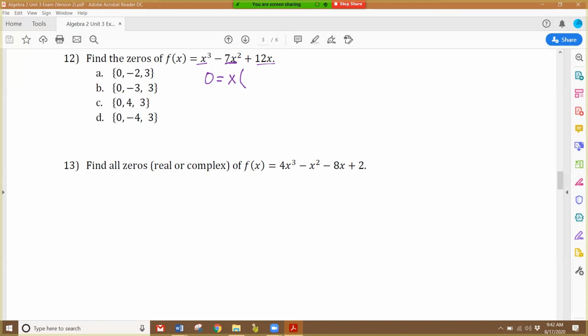So first term, x to the third, if I take out 1x, that leaves me with x squared. Minus 7x squared, if I take out an x, I have minus 7x. 12x, if I take out an x, that just leaves me with 12. So now I have x, and then in parentheses, x squared minus 7x plus 12.